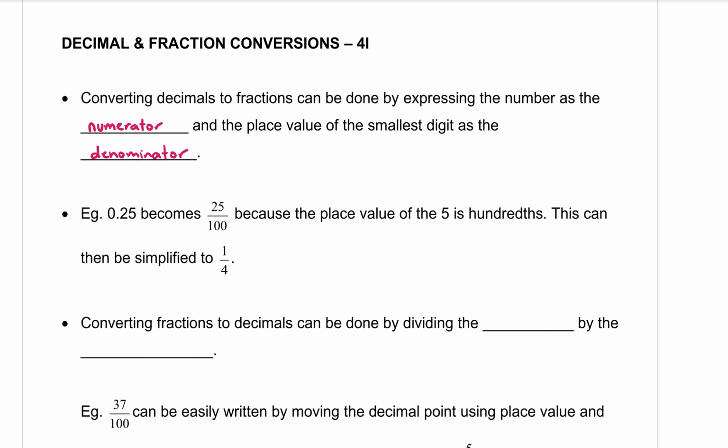Hello Year 7. Today we are going to be doing conversions between decimals and fractions.